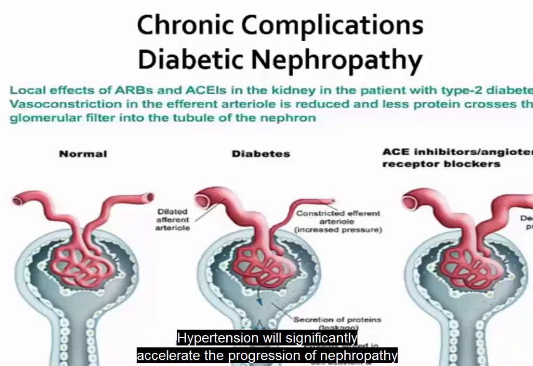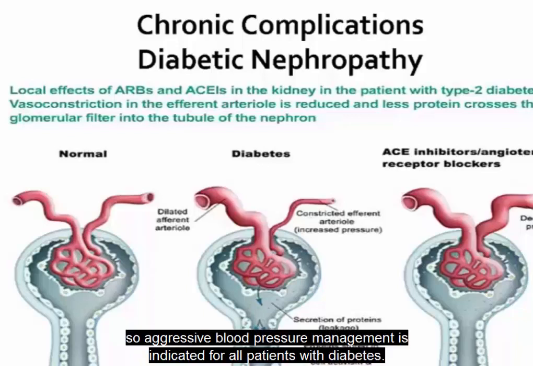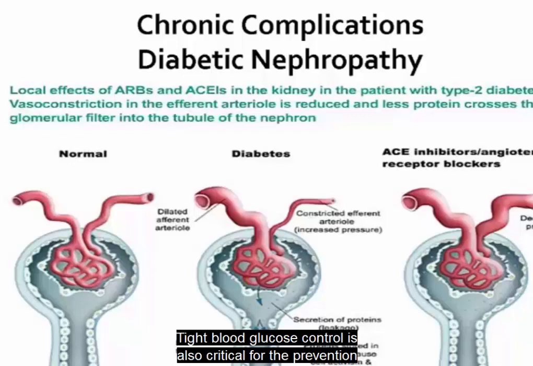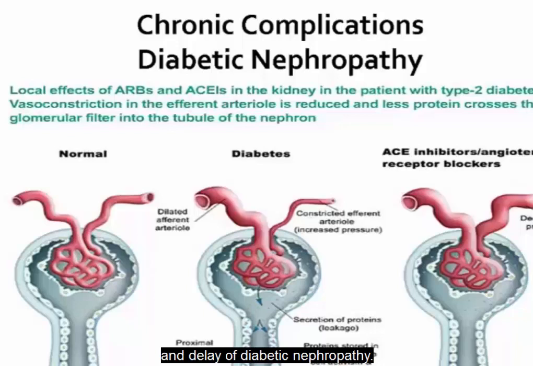Hypertension will significantly accelerate the progression of nephropathy, so aggressive blood pressure management is indicated for all patients with diabetes. Tight blood glucose control is also critical for the prevention and delay of diabetic nephropathy.